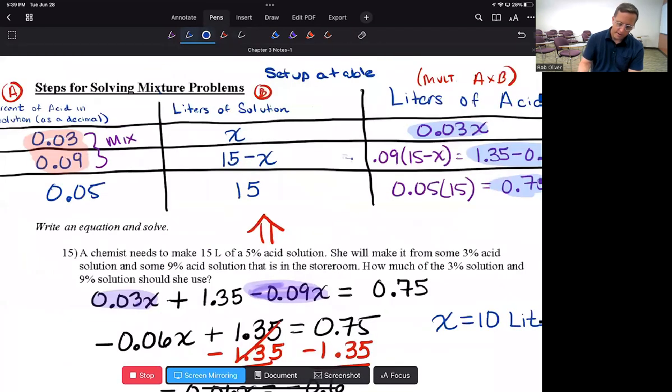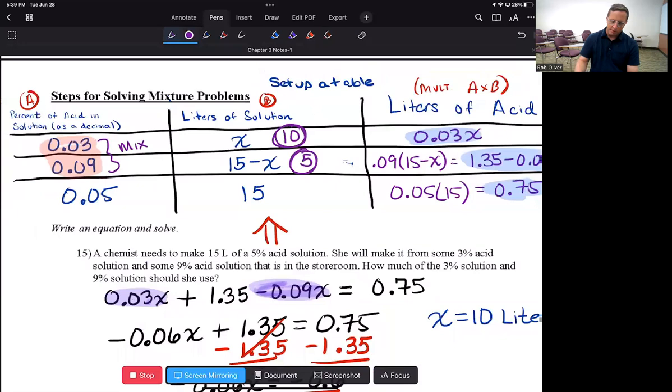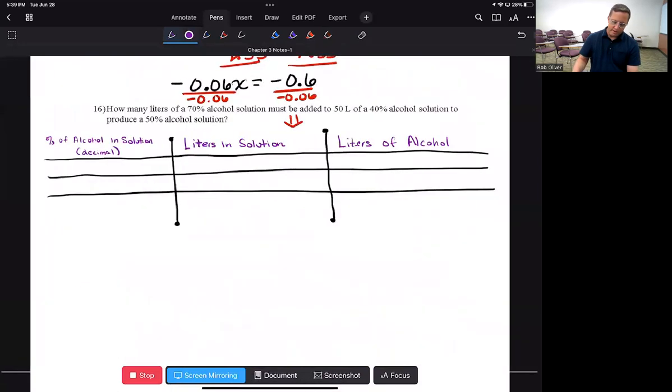So right there, you're going to put 10 liters. And the other one's going to be 15 minus 10, which is 5. So 10 and 5 makes 15. And we're done with that mixture problem. All right.